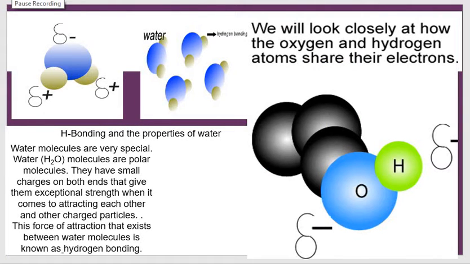Now let's learn about hydrogen bonding and properties of water. Water molecules are very special. Water molecules are polar molecules. They have small charges on both the ends that give them exceptional strength when it comes to attracting each other and other charged particles. This force of attraction that exists between the water molecules is known as hydrogen bonding.